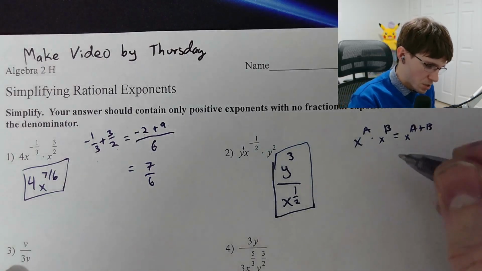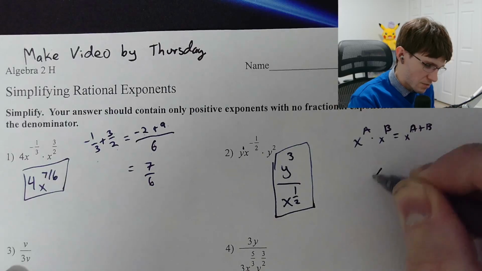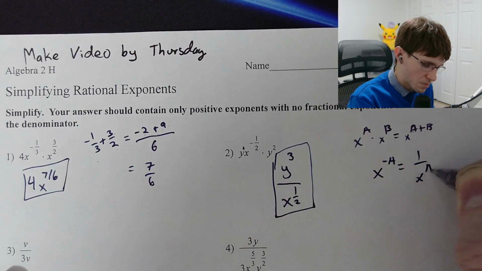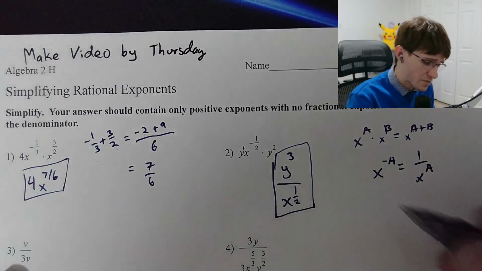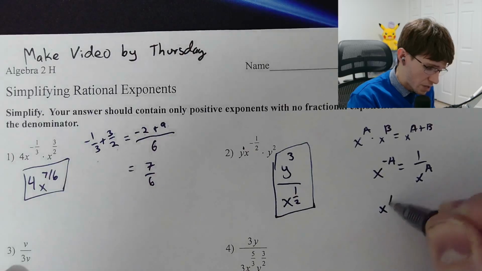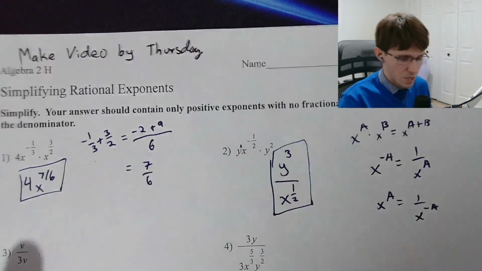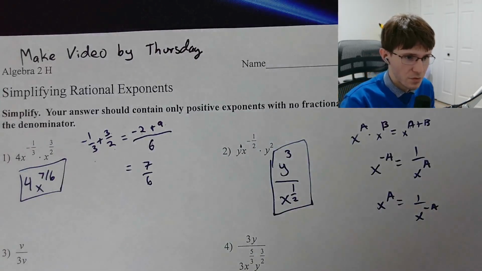And then the other one that we just used is the fact that if we have x to the -a, that's the same thing as 1 over x to the positive a. This is always going to be true, and the vice versa is true as well. If I have x to the positive a, that's the same thing as 1 over x to the -a. And so basically, you're allowed to flip-flop them whenever you feel like.